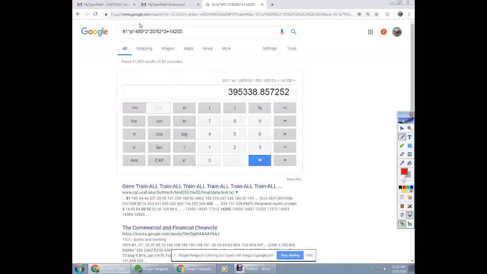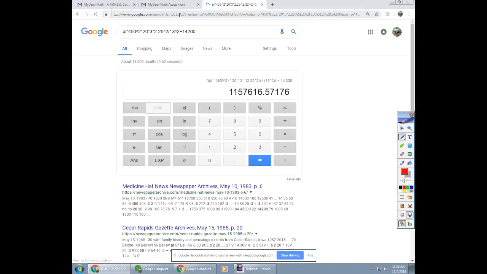Okay, so the 81 is incorrect. And what else? The 52 is incorrect. But that stuff, the 20, that's okay. So what I need in here is a times 3 for the derivative times 2.25 squared divided by 13 squared. That should fix it.